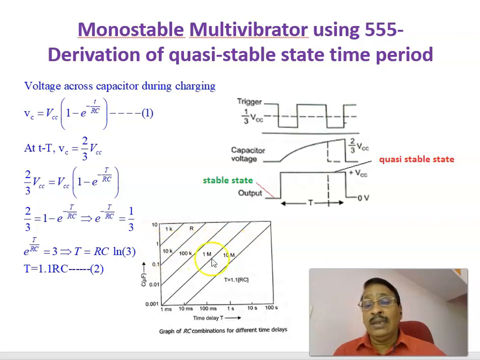Like that, from this graph, you can calculate for any time delay and for a particular value of resistance what is the value of the capacitance to be selected. Therefore, the diagram depicts the relation between the resistance and capacitance for a required time delay. In a monostable multivibrator, there is one stable state and one quasi-stable state, and the duration of the quasi-stable state, capital T, equal to 1.1 Rc, can be controlled by properly selecting the value of the resistance and capacitance which are connected externally.